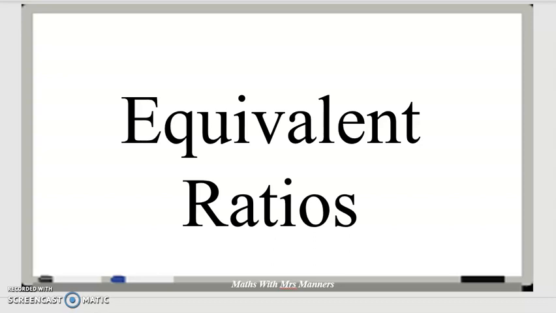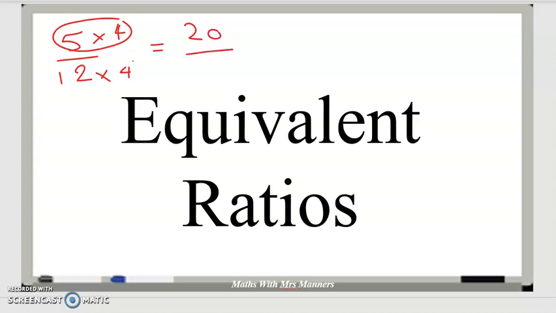If I said to you, take the fraction 5/12 and write an equivalent fraction, you could multiply the numerator by any number. Let's pick 4. And whatever you do to the numerator, you also need to do to the denominator, otherwise you're changing the actual fraction. That would give me 20 over 48, an equivalent fraction. So 20 over 48 is equal to 5/12. They're equivalent to one another.